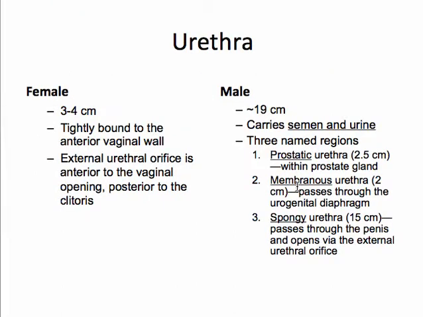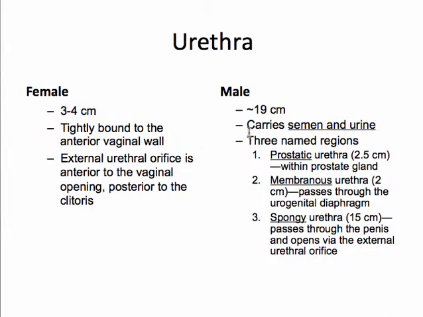There are differences between the male and female urethra. The most obvious is the length. So the female urethra is only 3 to 4 centimeters. The male's is much longer. It's about 19 centimeters. The reason for the difference is that the male urethra comes through the penis as well, and so that increases the length. Because of this difference, the female's bladder is much closer to the outside world, and that's why females are more likely to get bladder infections than males.